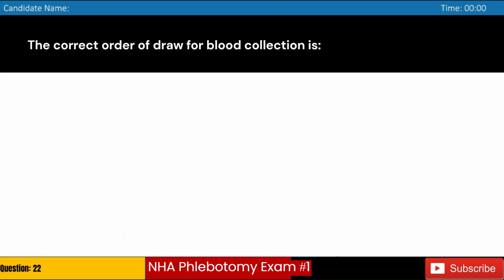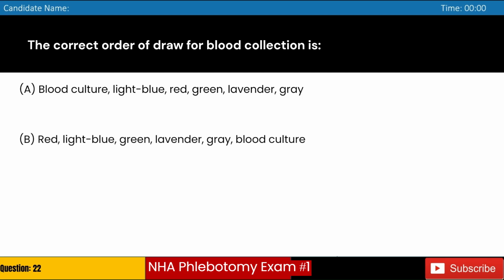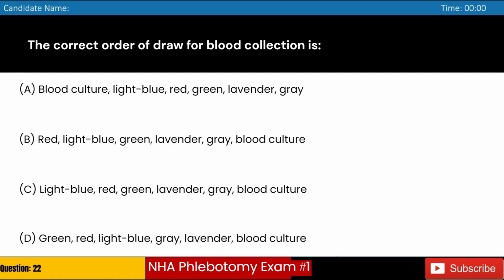The correct order of draw for blood collection is: A. Blood culture, light blue, red, green, lavender, gray. B. Red, light blue, green, lavender, gray, blood culture. C. Light blue, red, green, lavender, gray, blood culture. D. Green, red, light blue, gray, lavender, blood culture. Answer A. The correct order of draw helps prevent cross-contamination and ensures accurate test results.